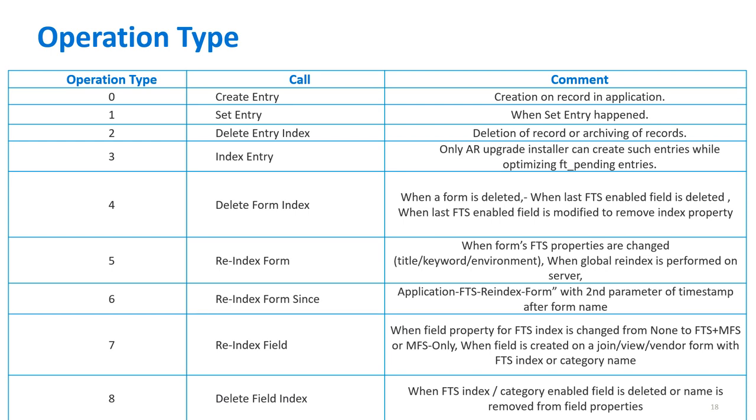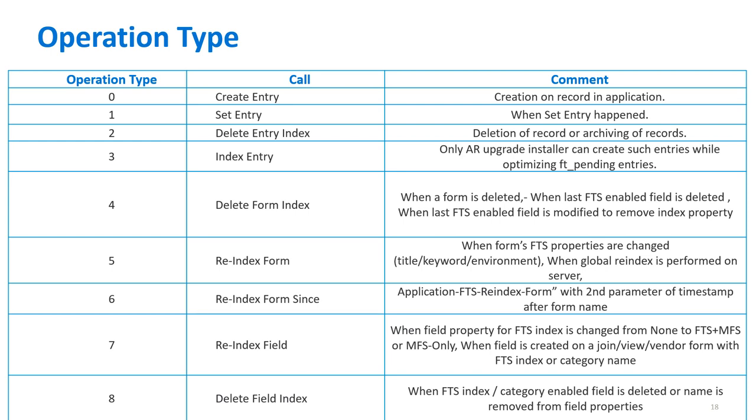Delete entry index is one of the reasons why we have included it here. In case of deletion of a record, we will make sure that the record is also removed from the indexer server. In case of archiving of records, we never recommend searching archived forms from the global search. So as soon as the archival is done, it performs the delete entry and its index gets removed from the Elastic node. In case of index entry, in typical scenarios, in case of an AR upgrade, it performs the index entry.